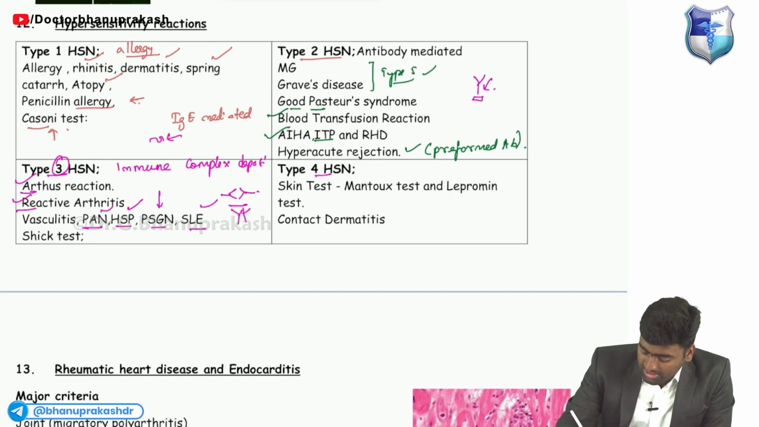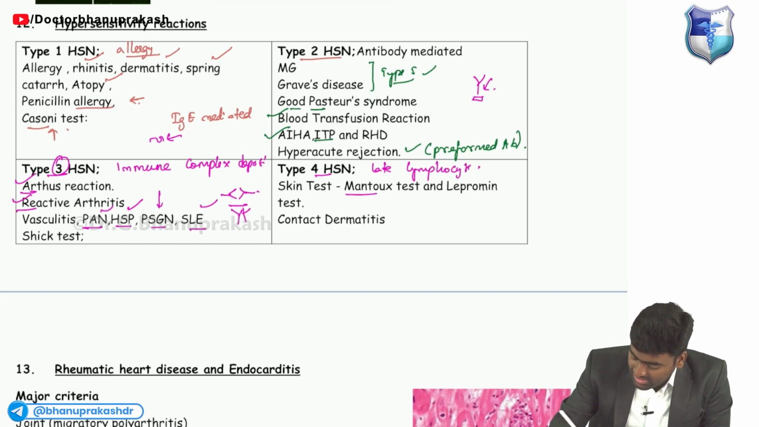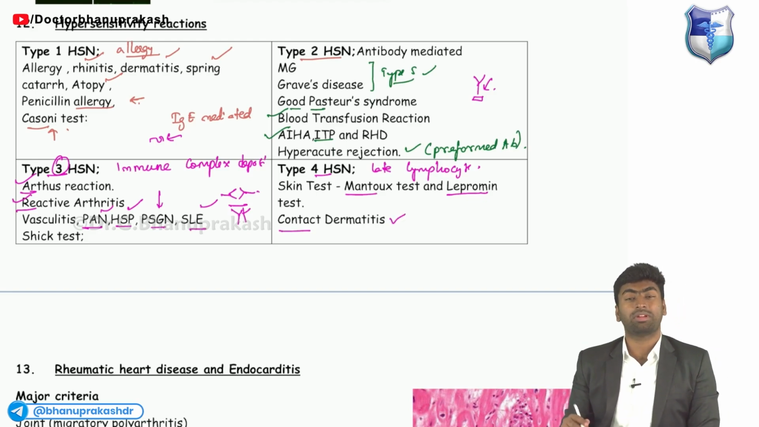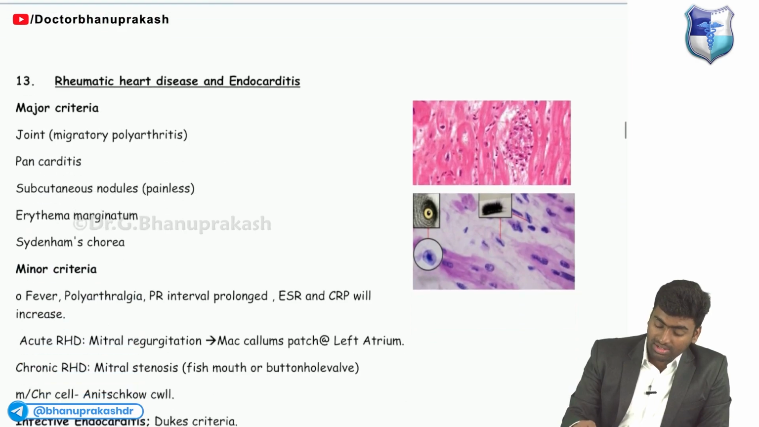Whereas type 4, what is it? It is delayed or lymphocyte mediated. This includes the Mantoux test, Lepromin test, and our famous contact dermatitis. Remember, allergic dermatitis is type 1, whereas contact dermatitis is type 4 hypersensitivity reaction. Then we'll move on to the next part.